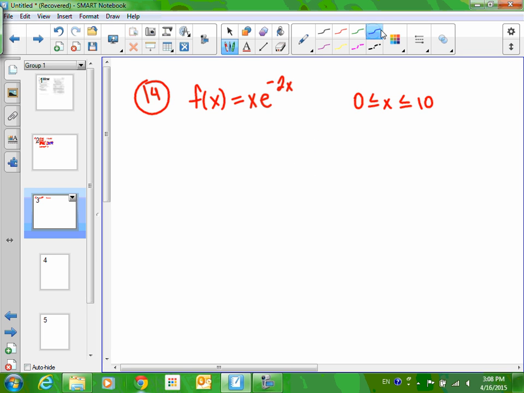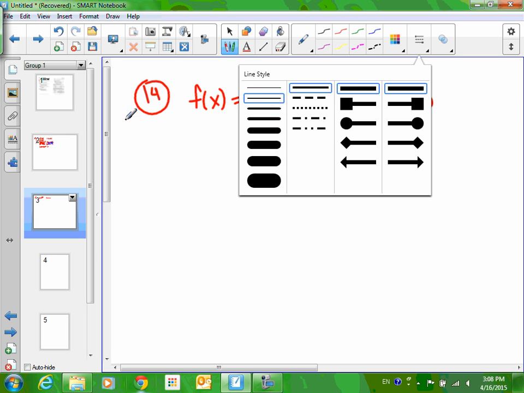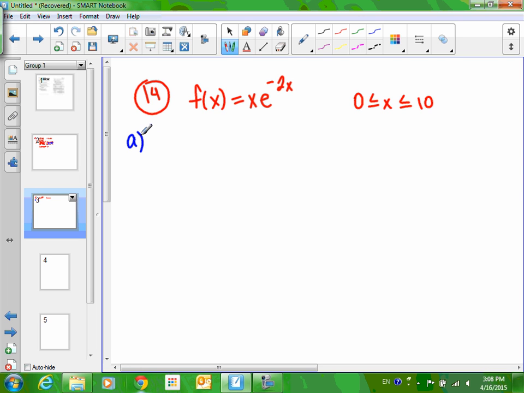So for part A, it says, when is this graph increasing? Or sorry, decreasing. Well, it says both, sorry. Both increasing and decreasing. All right, so what do we need to do?